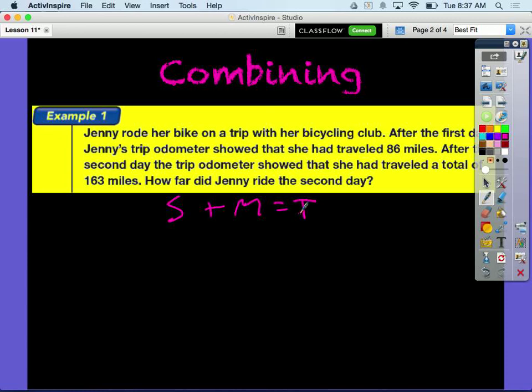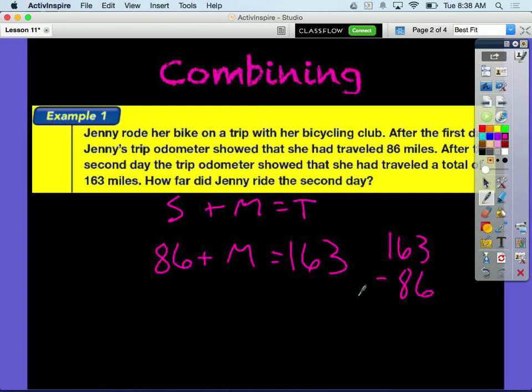So it said the first day she went 86 miles. Plus. Okay, the second day, we don't know because it says after the second day, the odometer showed a total of 163 miles. So our total is going to be 163. So we're going to look for this M. And remember, if I'm missing an addend, going back to our unknowns, I need to subtract. So I'm going to take 163 minus 86.